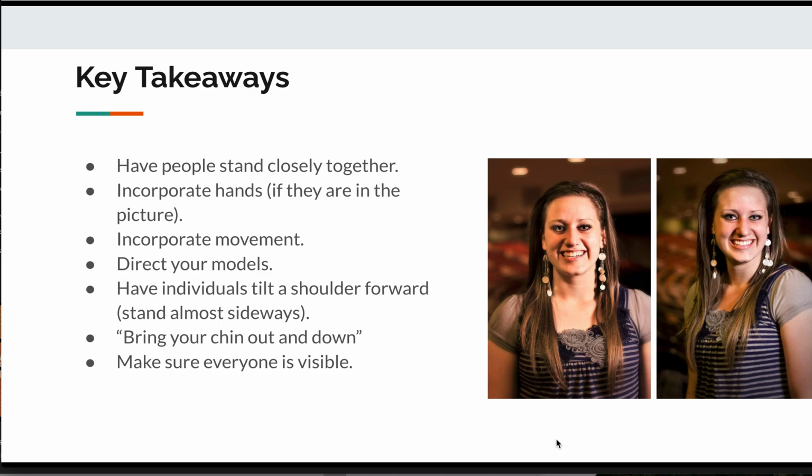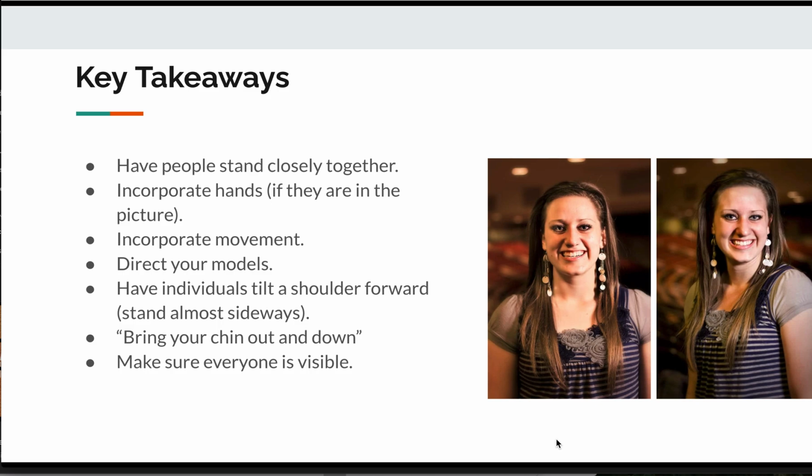So key takeaways. When you're doing pictures, first, make sure that if you have people, they stand closely together. Incorporate hands, especially if the hands are in the picture. Incorporate movement sometimes, obviously not all the time. You don't want a bunch of movement in every picture if that's not the point. But if you're trying to take social media, Instagram pics, then yeah, add some movement. Do something fun with your body.